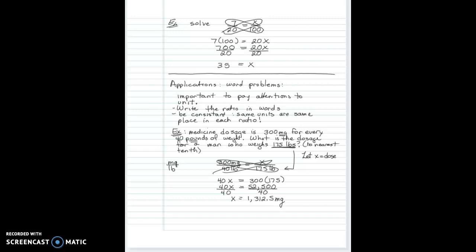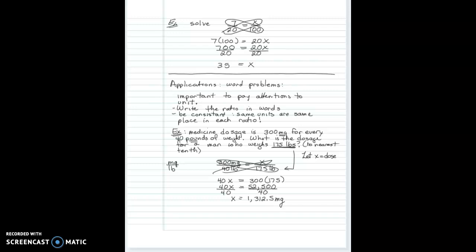So let's look at an example. A medicine dosage is 300 milligrams for every 40 pounds of weight. What is the dosage for a man who weighs 175 pounds to the nearest tenth? Well, I'm going to look and see what I am comparing. I'm comparing the medicine to the weight. So I'm comparing milligrams to pounds. So first instance, I get 300 milligrams to 40 pounds.